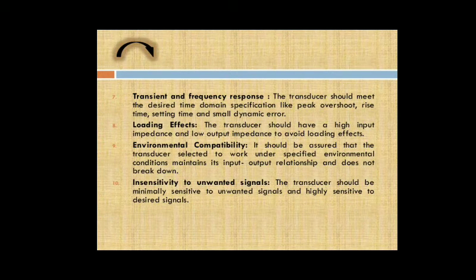Transient and frequency response. There are factors like peak overshoot and rise time, which are fixed and cannot be changed, so we have to select the right transducer that meets the desired properties. Loading effects. The transducer should have a high input impedance and low output impedance to avoid loading effects. Environmental compatibility. The input-output relation of the transducer should be maintained under specific environmental conditions. The transducer must not break down. Insensitivity to unwanted signals. The transducer should be able to ignore the unwanted signal, that is the input, so that it does not get converted to unwanted output.